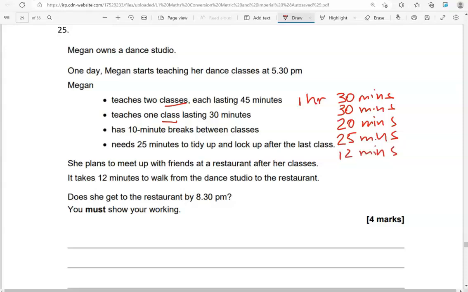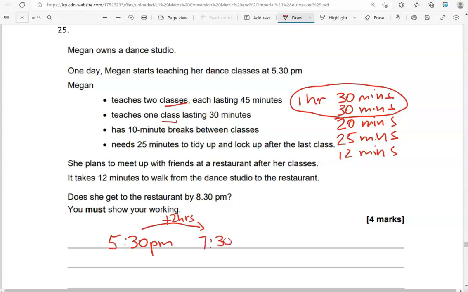So will she get to the restaurant by 8:30 p.m.? So starting at 5:30 p.m., 1 hour 30 minutes and 30 minutes, that gives us 2 hours. So if I add 2 hours here, that will be 7:30 p.m. Now, if I add 20 minutes, that will be 7:50 p.m.